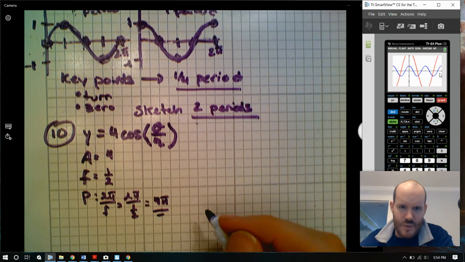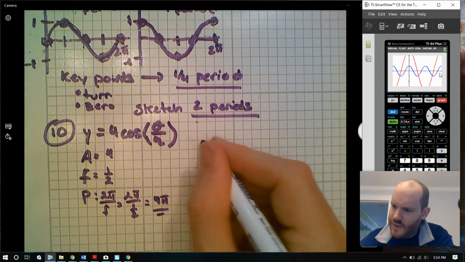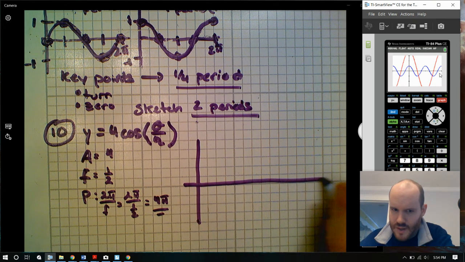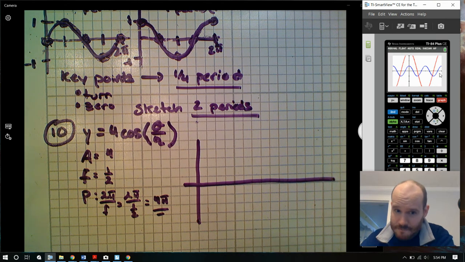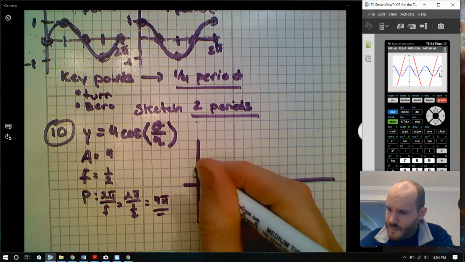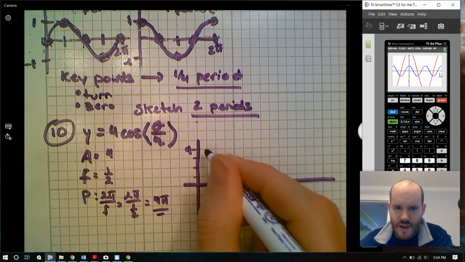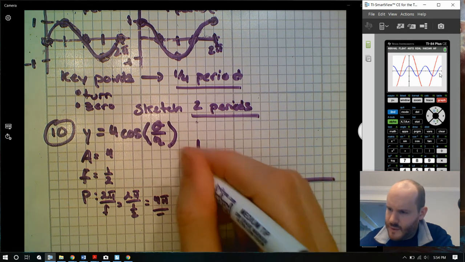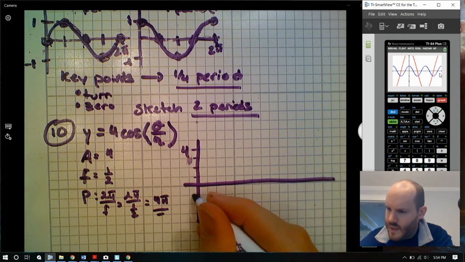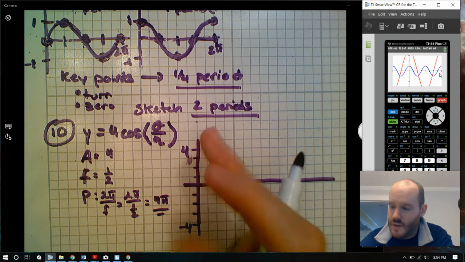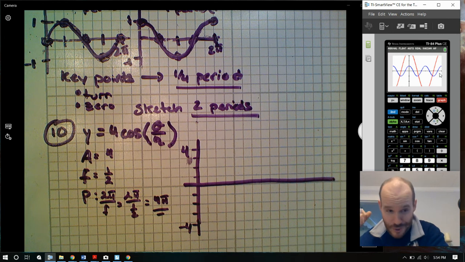Let's do the same procedure that we did with the sine graph, just with this cosine graph. I'm going to plot it. I'm going to scale the vertical axis. I'm going to go up 1, 2, 3, 4. Because I have an amplitude of 4, I will deviate up by 4. And I'm going to go down 1, 2, 3, 4 as well. So I have my vertical scale. Now we can work on the horizontal.